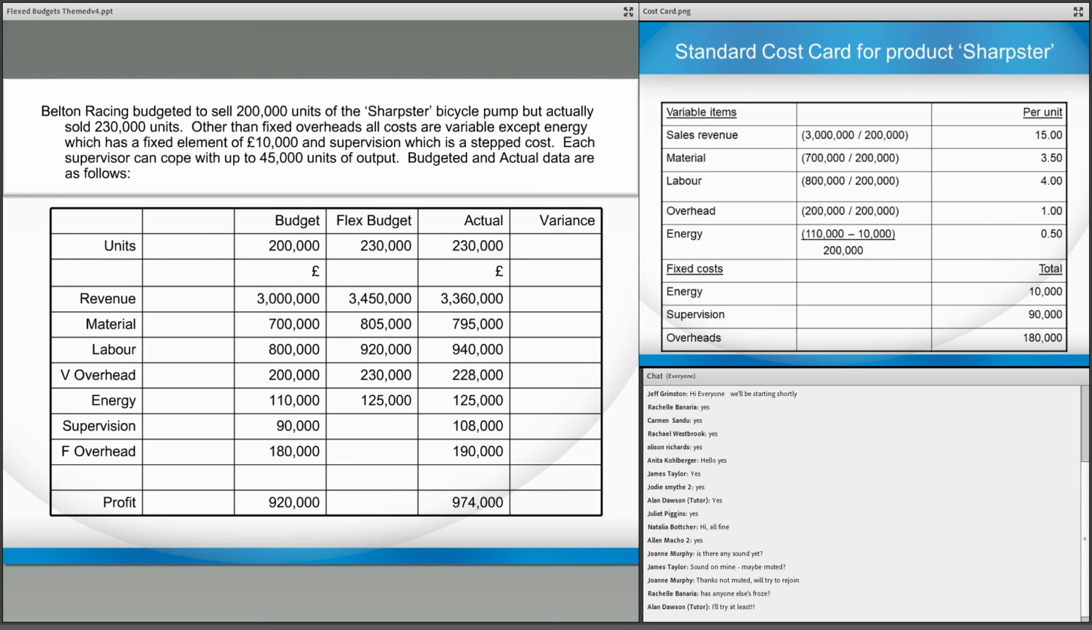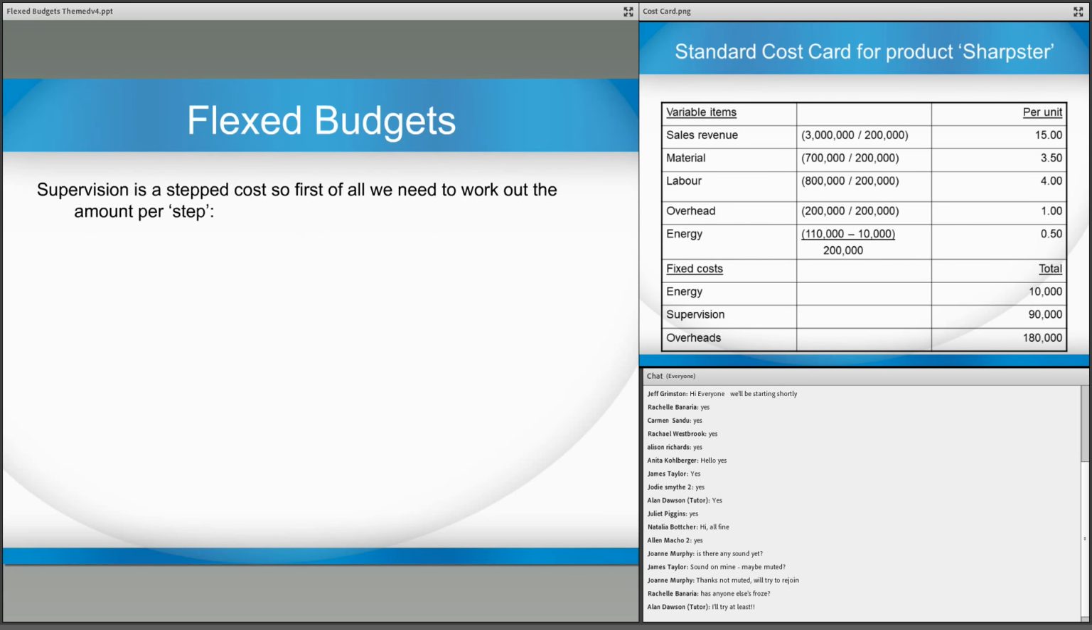Next job, now the tricky one, we look at supervision, which we are told is a stepped cost, and each supervisor can cope with up to 45,000 units of output. So what we have to do is work out how many steps and how much per step. 200,000 units in the original budget divided by 45,000 units is 4.44. And now it's your turn. Now it's your turn to put some numbers in.